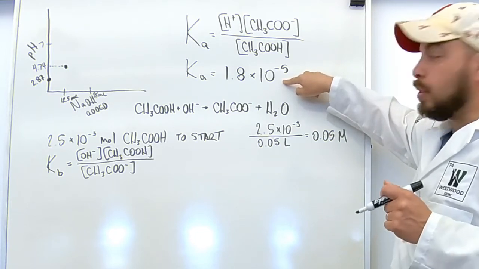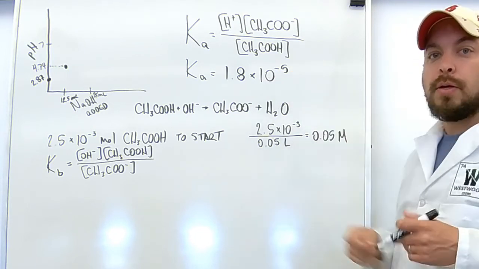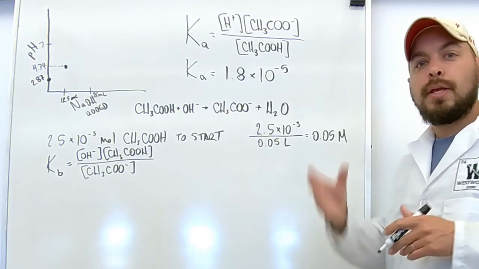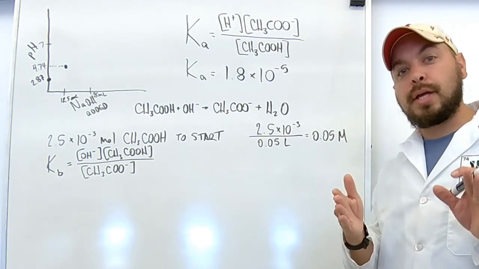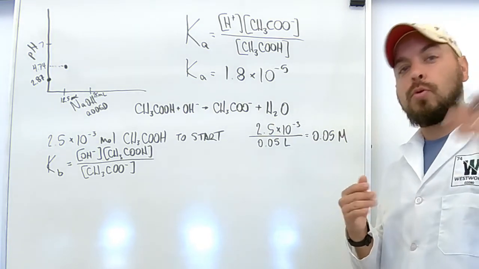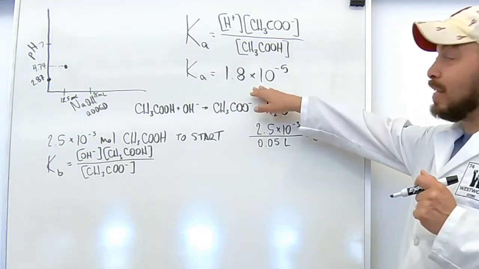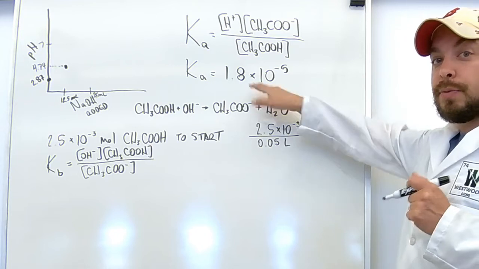When I'm calculating the Ka to Kb conversion, remember we've already talked about this, Ka times Kb equals Kw. So if I take the Kw, 1 times 10 to the negative 14th, divide the Ka, 1.8 times 10 to the negative 5th, I get the Kb.